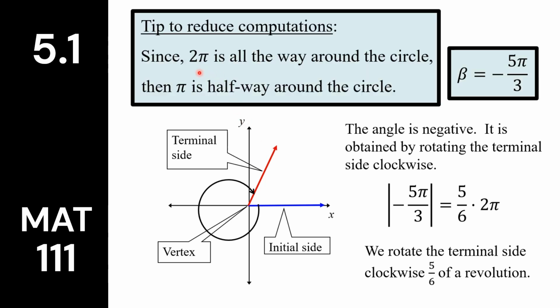Same tip as before. 2 pi is all the way around the circle. Pi is halfway. So we can go directly after our angle by recognizing that pi is halfway around the circle. We want to break that up into 3 pieces. So halfway around the circle broken up into 1, 2, 3 pieces. And we want to go negative 5 of those pieces. So 1, 2, 3, 4, 5.